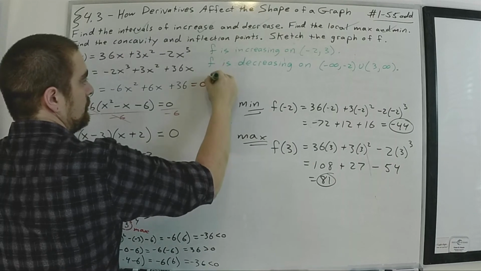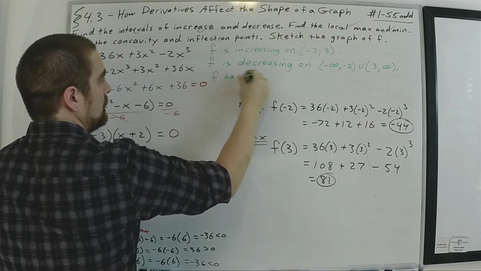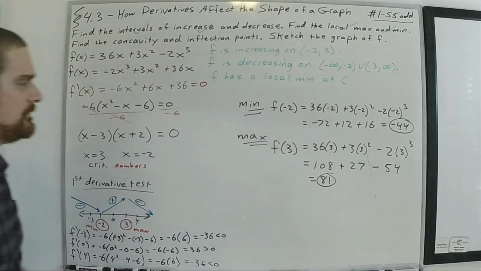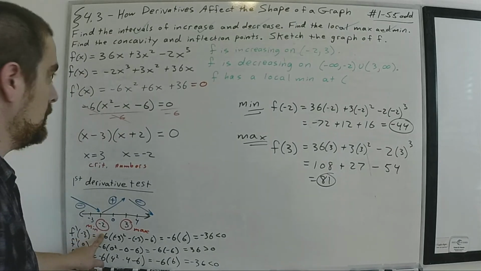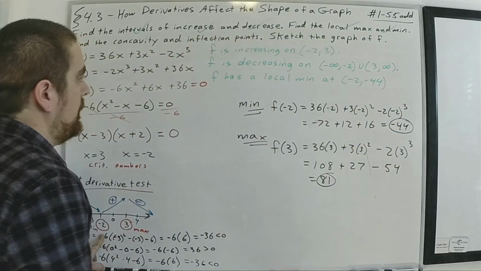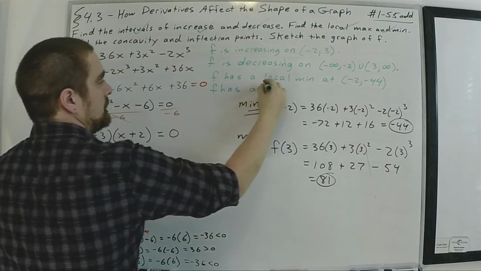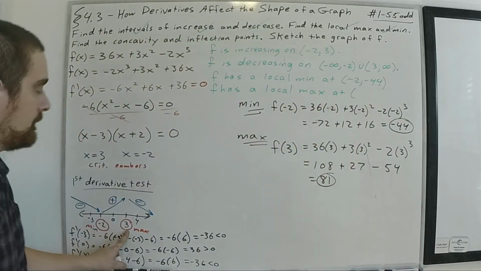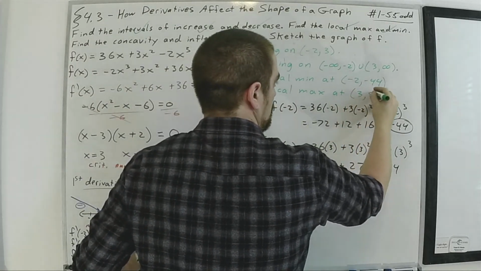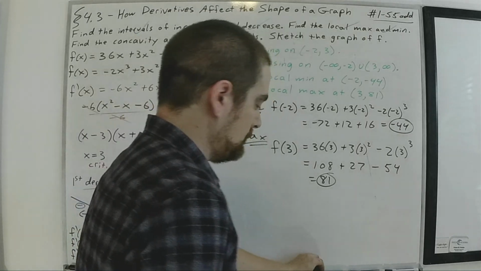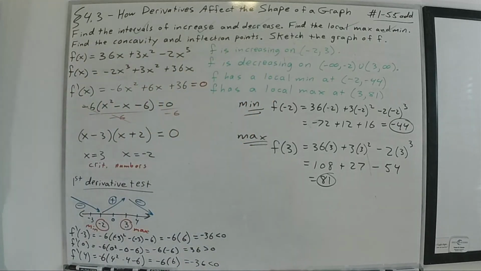We can say f has a local min at, and this time I'm just going to write the point, negative 2, comma, negative 44. And f has a local max at, and again, I'm just going to write the ordered pair, 3, comma, 81. So that gives us all the information that we need from the first derivative. And then I'll give myself some space back here.